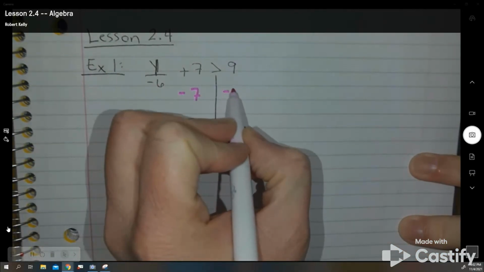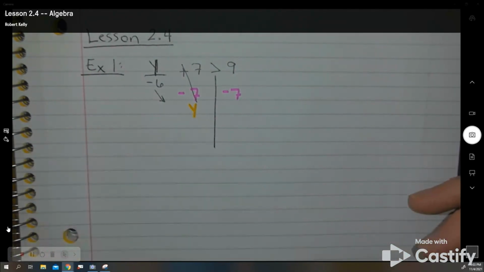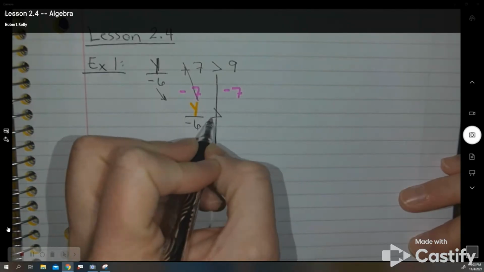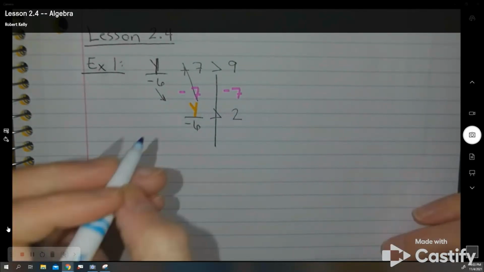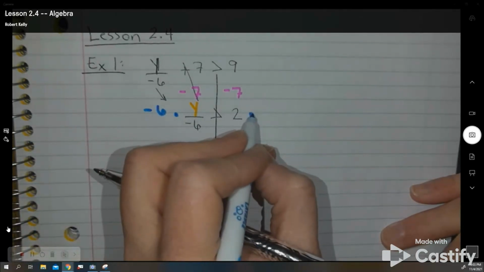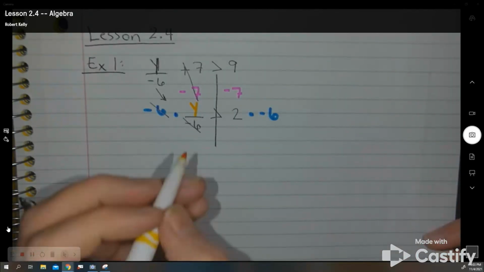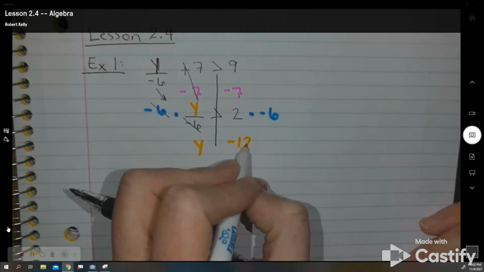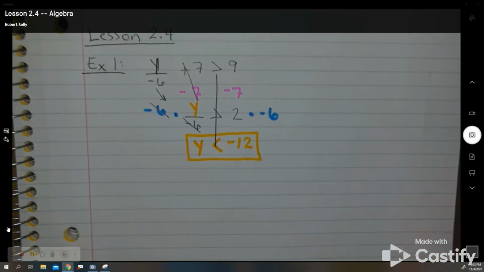So I'm going to subtract 7 from both sides. So this makes our 0. We're going to bring down this y over negative 6. Inequality symbol stays the same because I'm just subtracting 7. 9 minus 7 is 2. I'm going to multiply both sides of my inequality by negative 6. So negative 6 and negative 6 cancel diagonally here. So I'm left with y. 2 times negative 6 is negative 12. Remember, since I multiplied by a negative, I have to flip my inequality symbol. So I have y is less than negative 12.